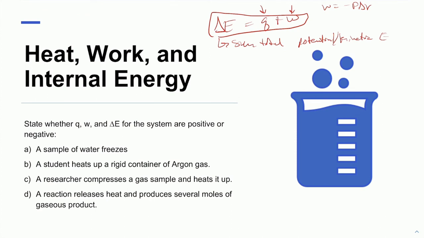So you have to know this equation and hopefully just know all the variables there. The delta E is the internal energy, Q is the heat energy, and W is the work energy. So it says state whether Q, W and delta E are, for the system, positive or negative. So a sample of water freezes. Let's think of Q first. Q is the easiest one to think of. That's why I think of it first. And you have to know Q and W in order to determine delta E. So we have to first determine those two.